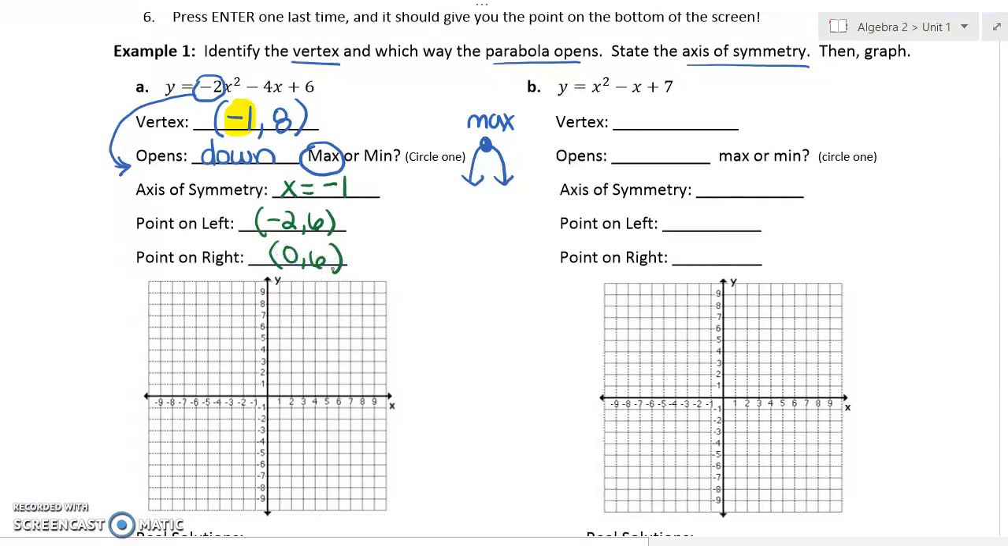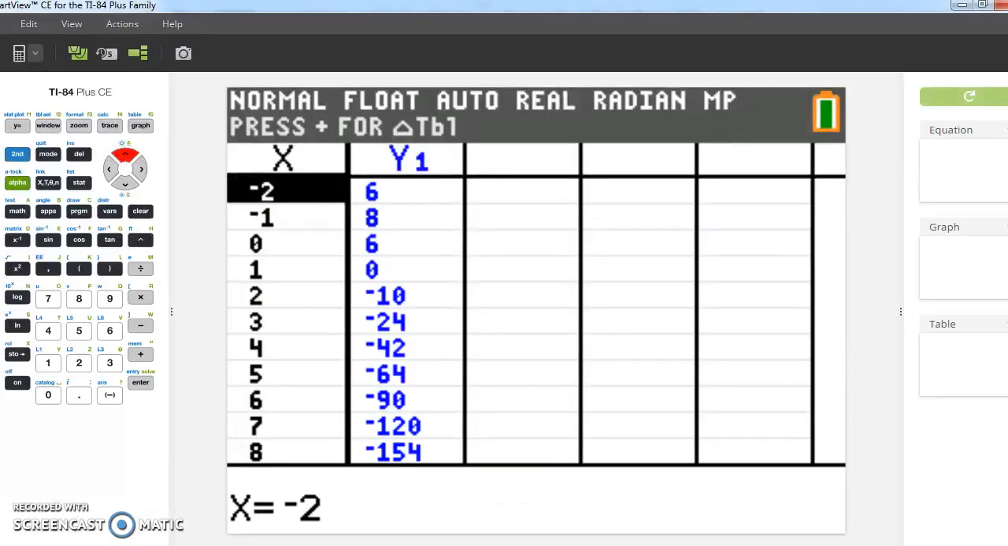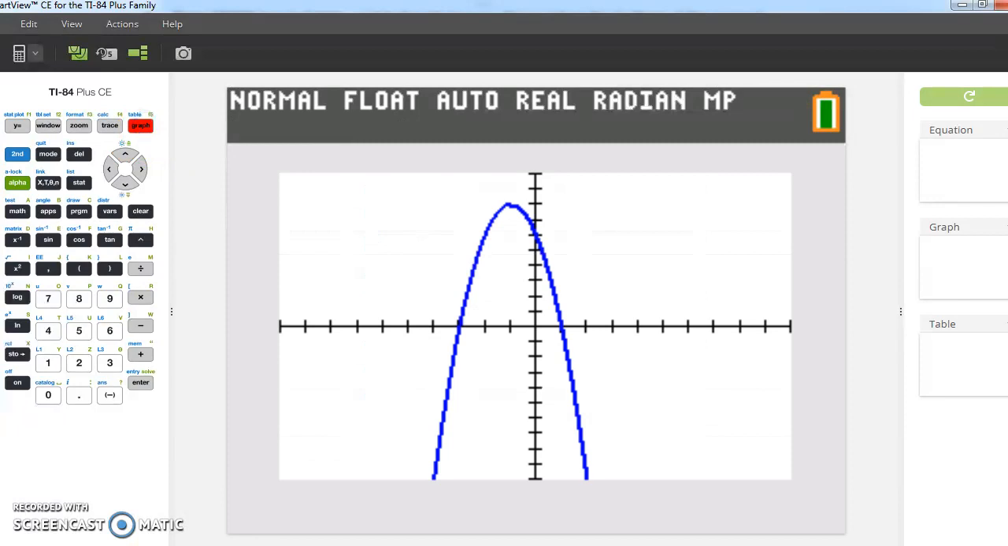So let's plot these 3 points. We have a point at negative 2, 6. There it is. We have a point at negative 1 and up 8. And then we have a point at 0, comma 6. And we know that this is supposed to look like a U, so I'm going to make it look curvy and hope that it looks kind of like the image that we saw in the graphing calculator. Let's check it out. Yeah, that looks about right.